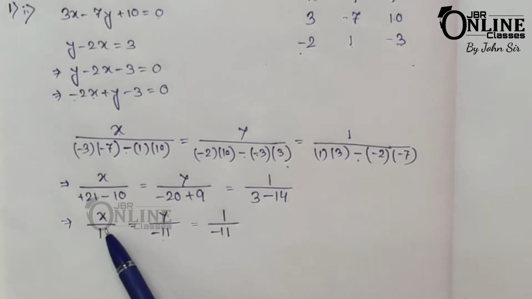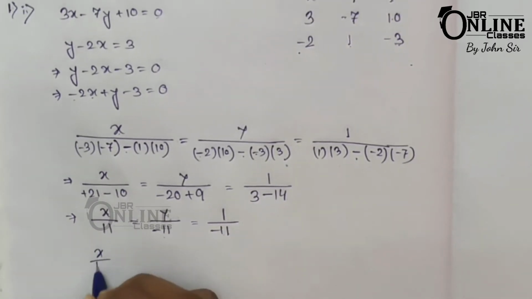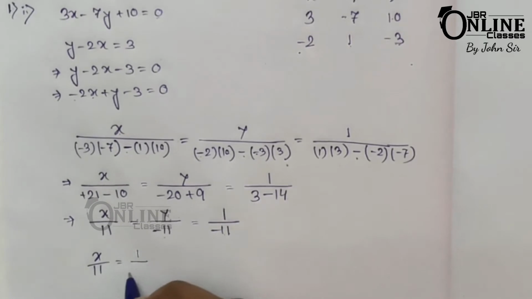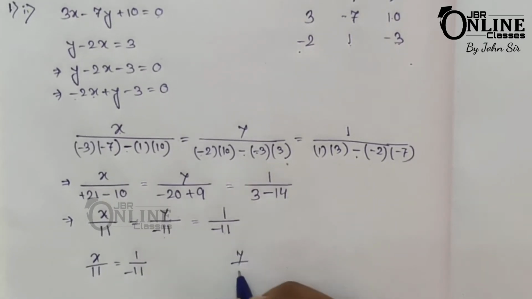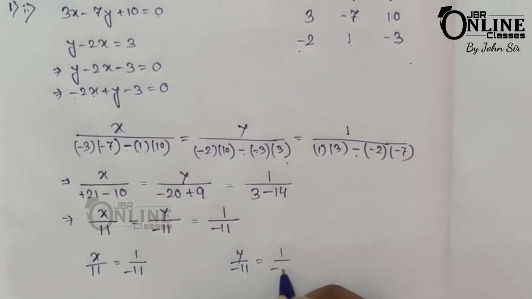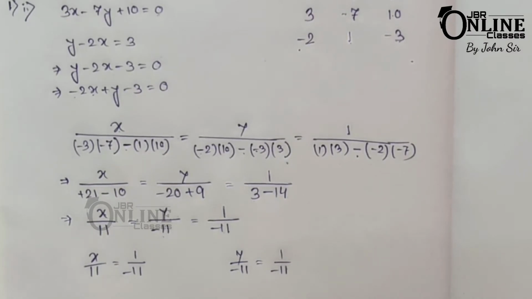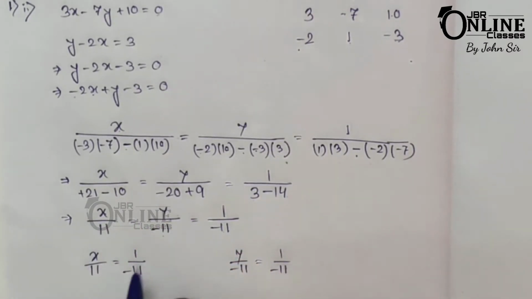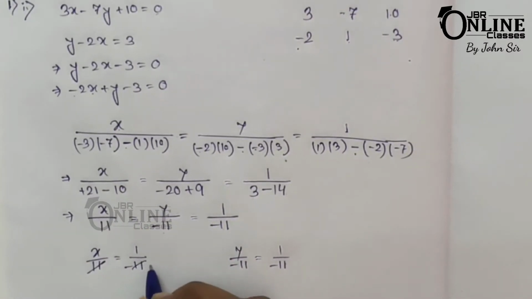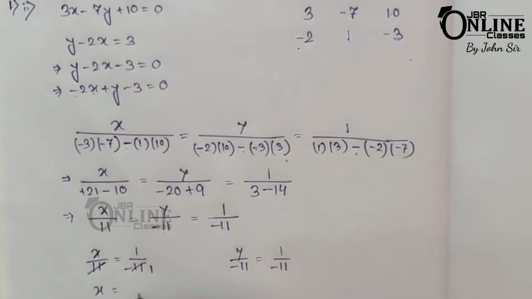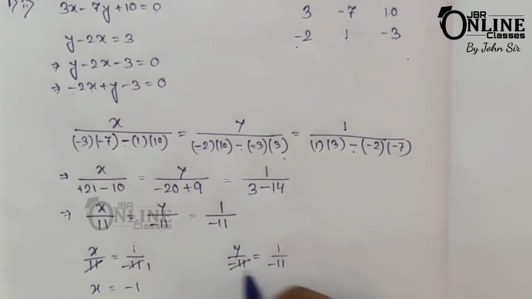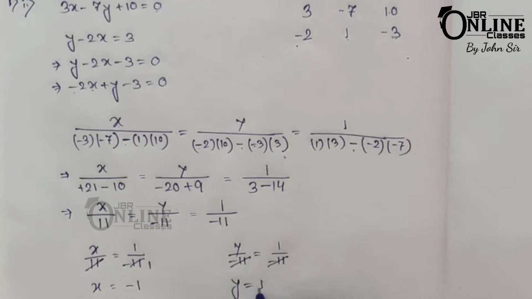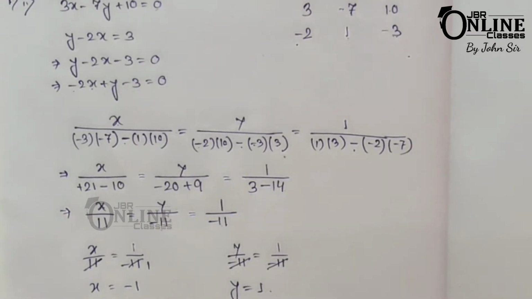Now to find the value of x, write down x by 11 equal to 1 by minus 11, and y by minus 11 equal to 1 by minus 11. Just separate these equations. Here 11 cancels out and it will be x equal to minus 1, and here minus 11 cancels out, so y equal to 1. So that is the value of x, and that is the value of y.